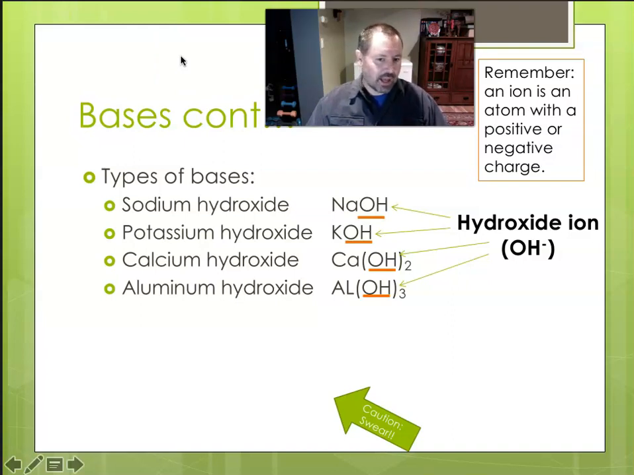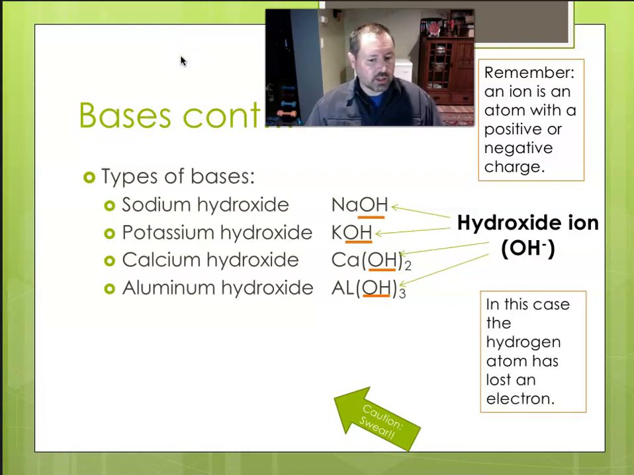An ion is an atom or a molecule. In this case, it's a molecule with a positive or negative charge. In this case, the atom has lost an electron. Let's change that. It's actually gained an electron. I need to fix that. I'm sorry. So it should be gained an electron. Don't say lost an electron. It is gained an electron down here.